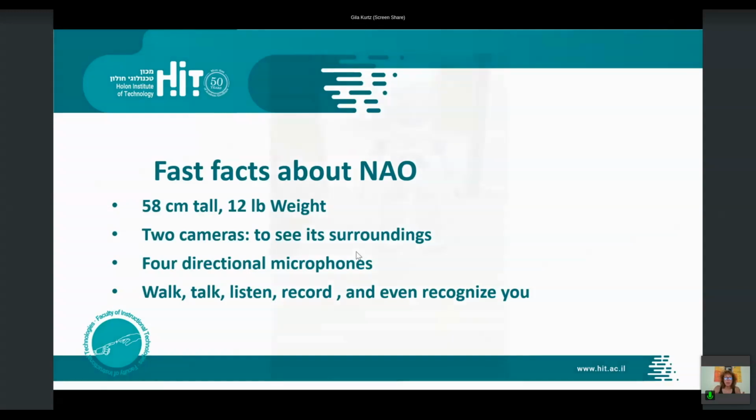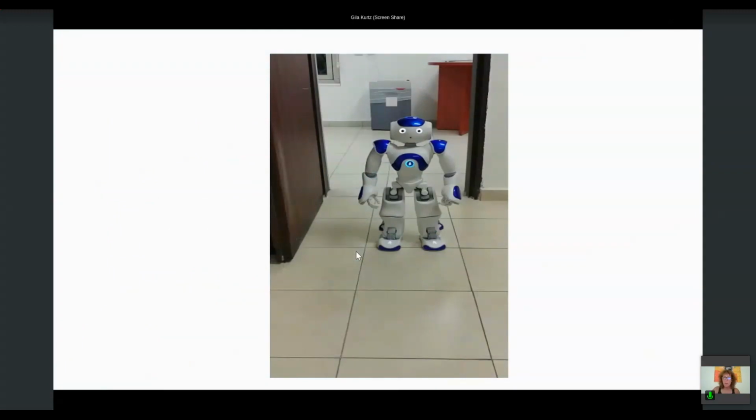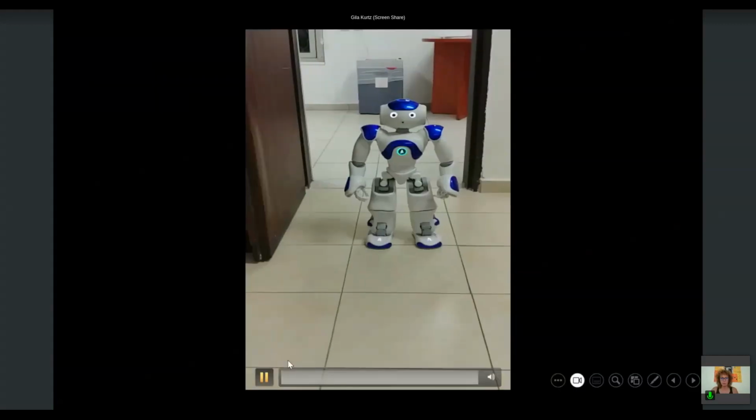So I want to share with you the first time NAO approached my office, and this is the door to my office. And please have a look at NAO coming to my office. Sorry. Let me see if it works.